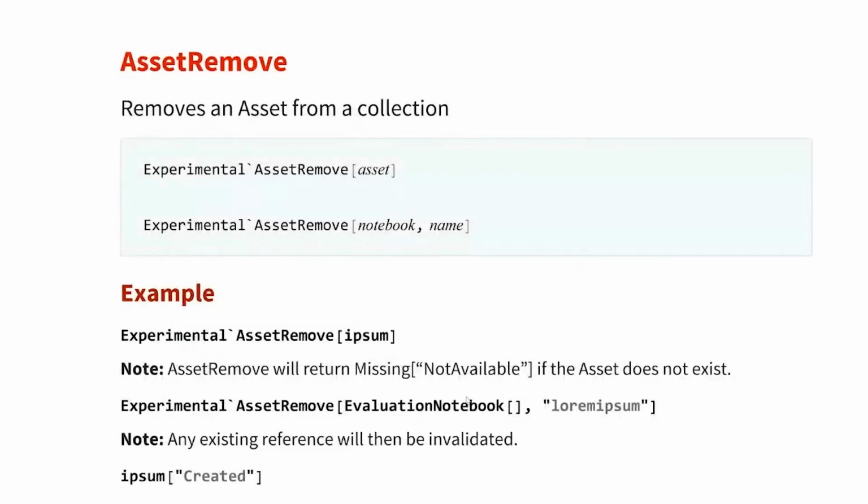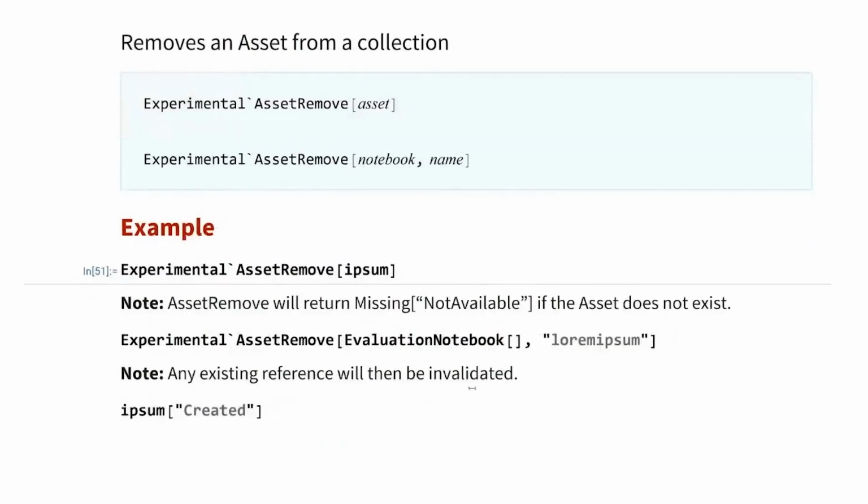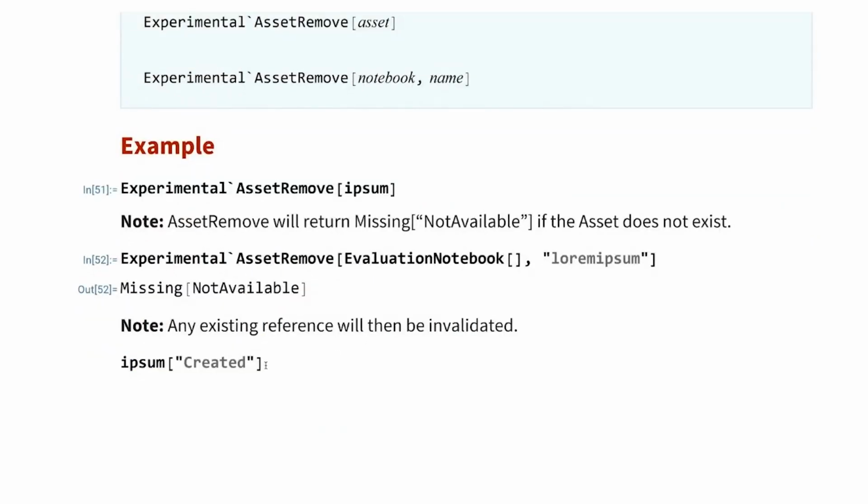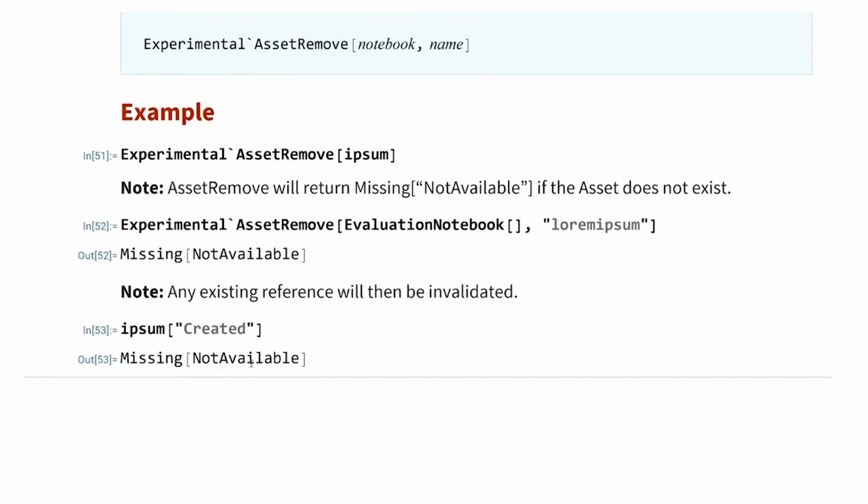Next is asset remove, the last of the pillars that are available in 14. It does exactly what it says. Given an asset object, you can call remove, and it will remove it from the notebook's collection. Once you remove it, you cannot go back, and any existing reference that you had no longer works. Pretty straightforward. If you were to save it right now, it wouldn't be serialized back to disk.